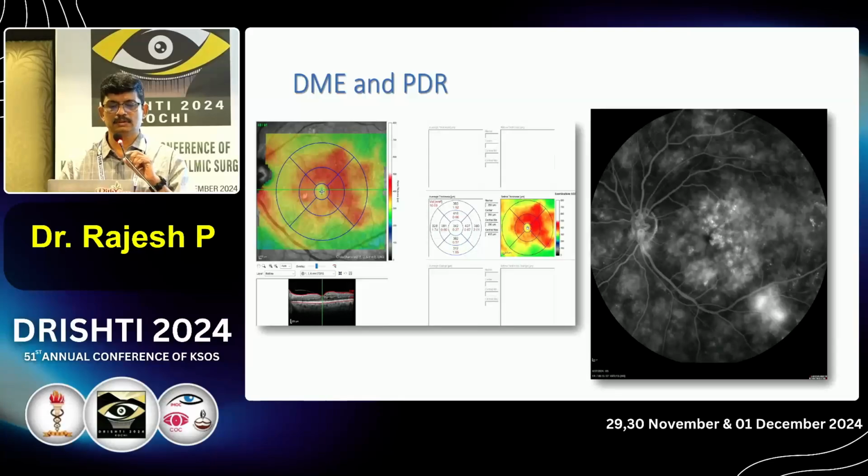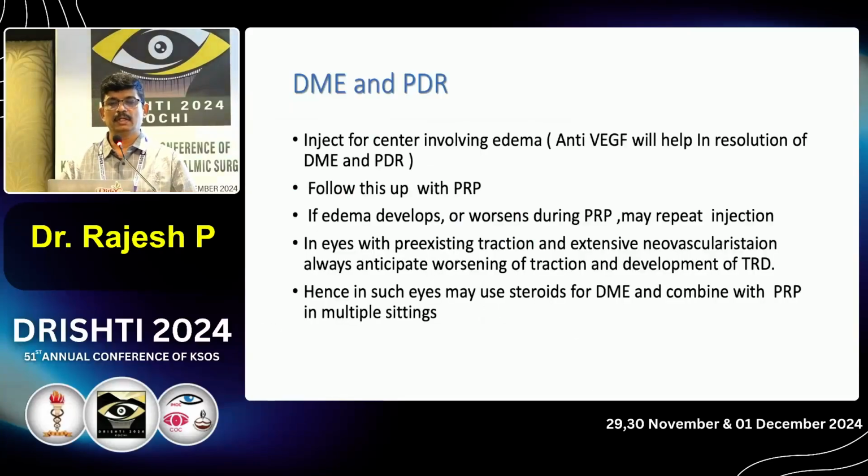Now, some of the patients can have a combination of diabetic macular edema and proliferative diabetic retinopathy. So if we give anti-VEGF injections, usually it takes care of both the components, the neovascularization as well as the macular edema. But again, when you are looking at a patient with a combination of diabetic macular edema and PDR, make sure that the patient does not have extensive neovascularization. There is a lot of neovascularization.